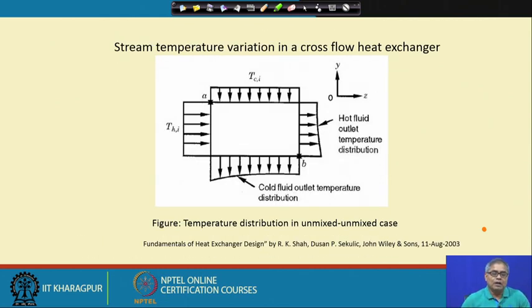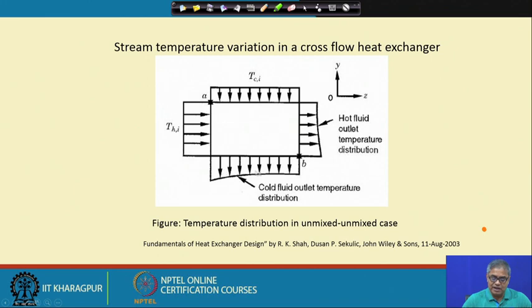So, here schematically I am showing a cross flow heat exchanger. This side, hot fluid is entering at uniform temperature, and this side, cold fluid is entering at uniform temperature. When the cold fluid comes out, its temperature will increase.